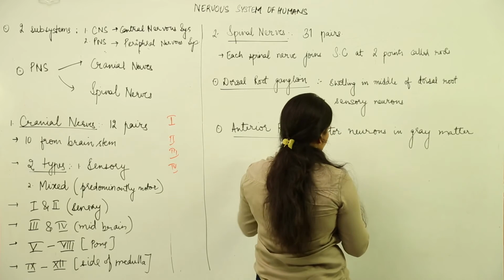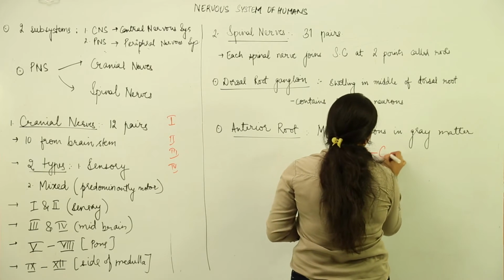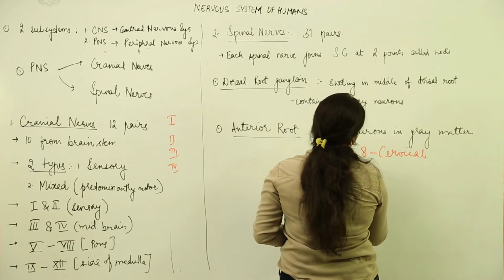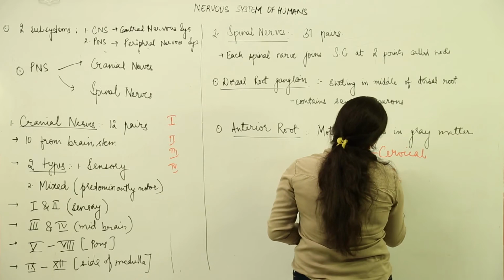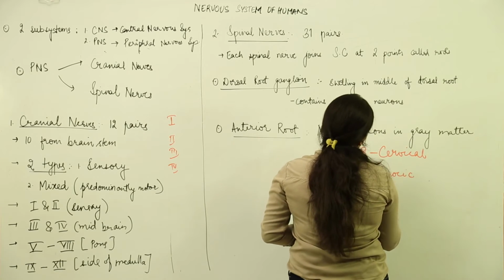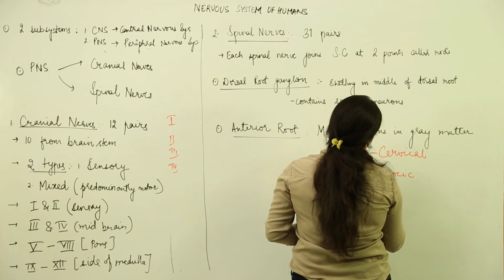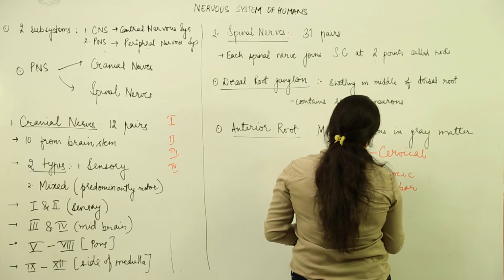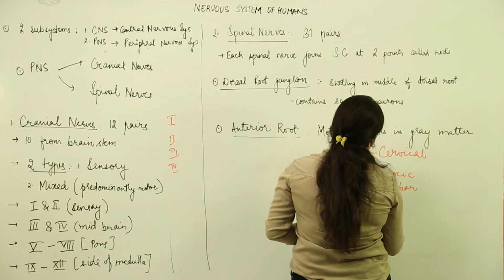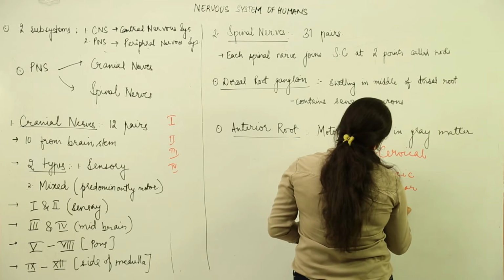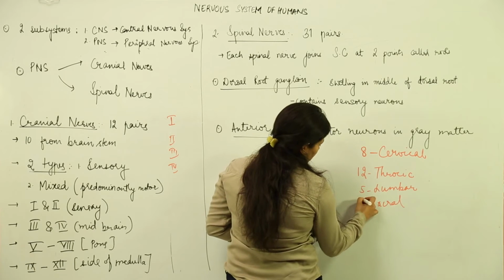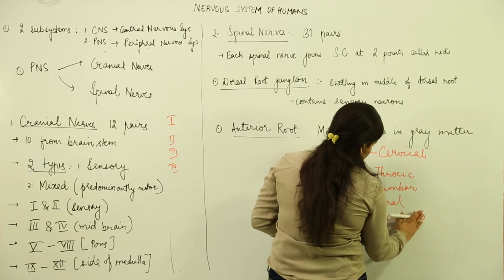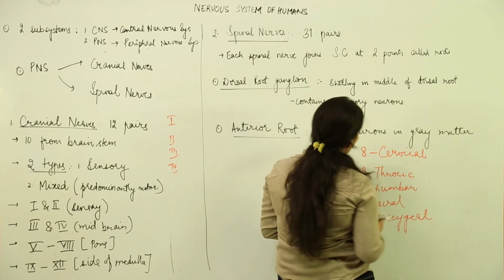So we have 8 spinal nerves which are known as cervical because they are associated with cervical vertebrae. Then we have 12 spinal nerves known as thoracic. Then we have 5 of them known as lumbar spinal nerves. Then we have 5 sacral and 1 coccygeal. So, in this way we have 31 pairs over here.